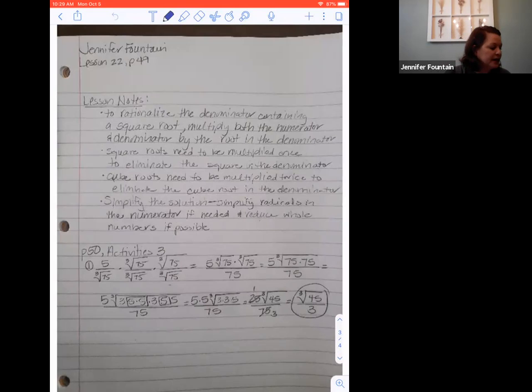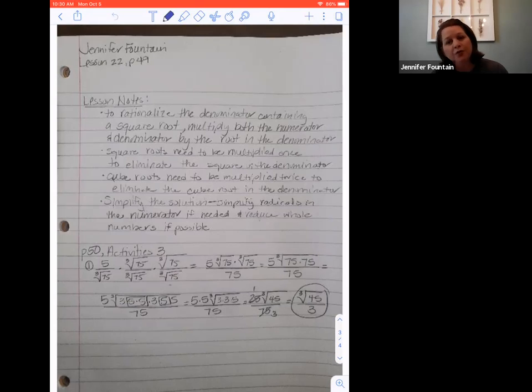Right underneath that, it says, to rationalize a denominator containing a square root, multiply both the numerator and the denominator of that fraction by the root in the denominator. So that's what I put as my first point of information that I need to know to be able to work these problems. If it's a square root, I've got to multiply the numerator and denominator by that radical in the denominator. So then I went on to say square roots need to be multiplied once to eliminate the square root of the denominator. But then if we go on down, it says to rationalize a denominator containing a higher ordered root, it gave us a formula.